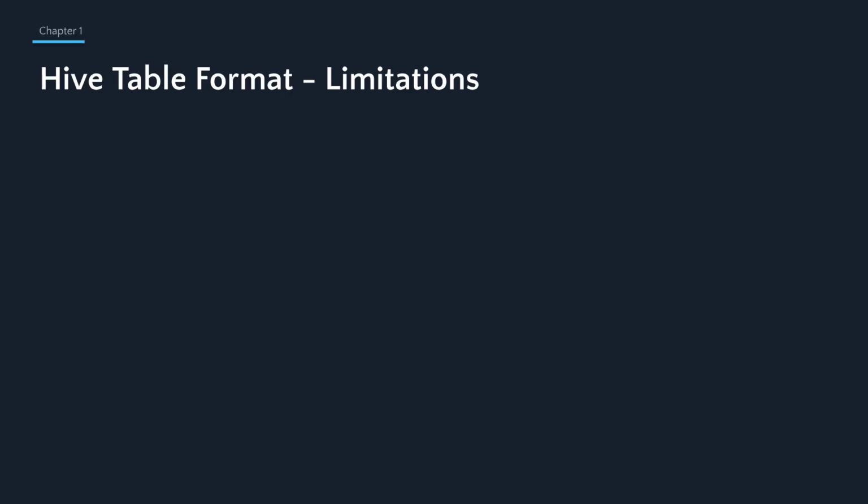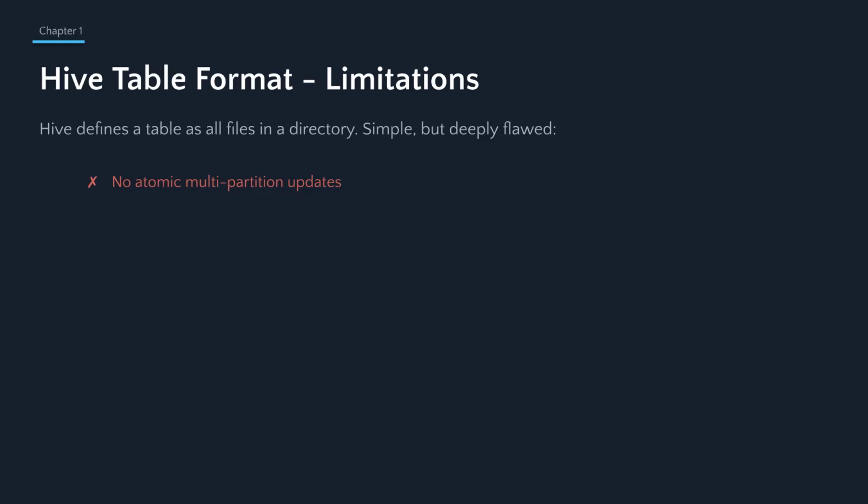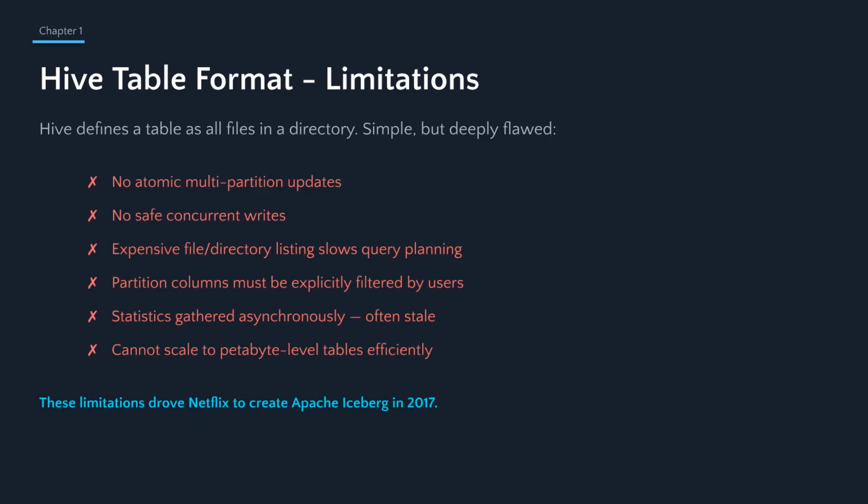Now, the first table format was Hive. It defined a table as all the files in a directory. Simple, but deeply flawed. You couldn't atomically update multiple partitions. Concurrent writes were unsafe. And just listing the files in a directory to plan a query was painfully slow at scale.